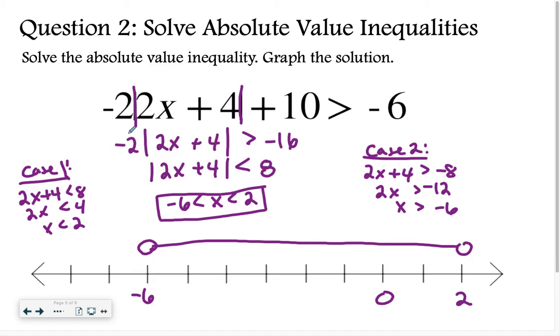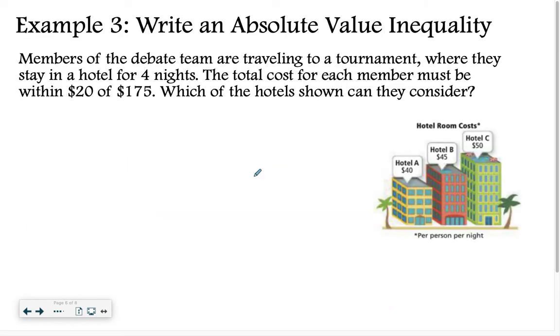But since you divided both sides by that negative 2, you had to flip your sign before you did case 1 or case 2. So those are a couple of common errors that I could see happening with this problem. All right, let's look at example 3.